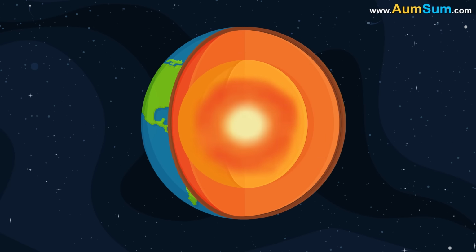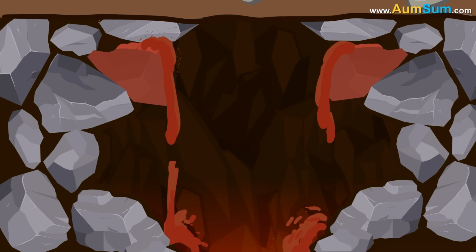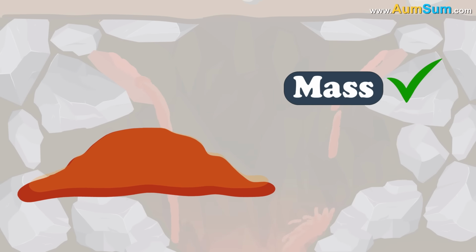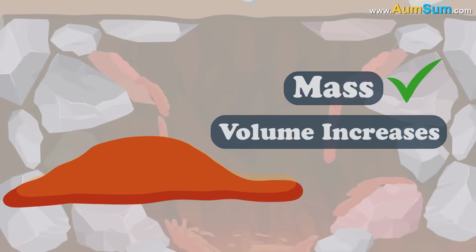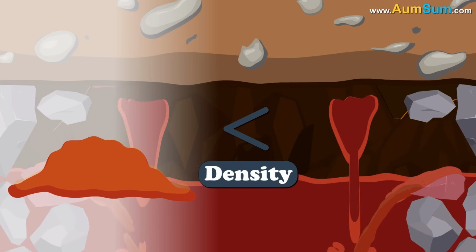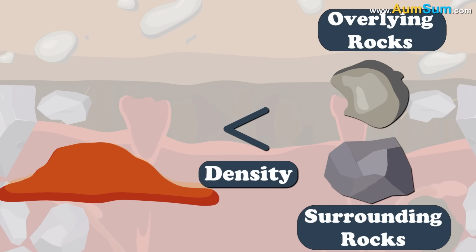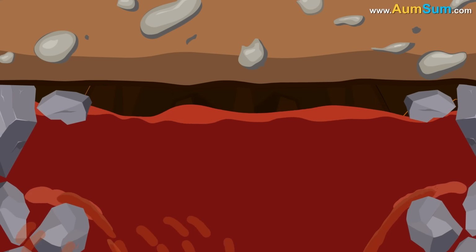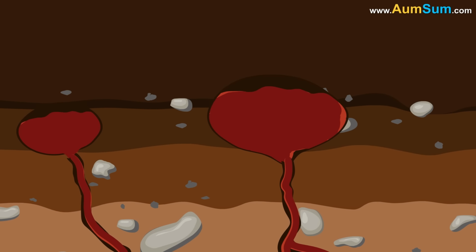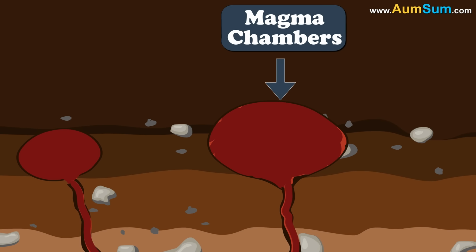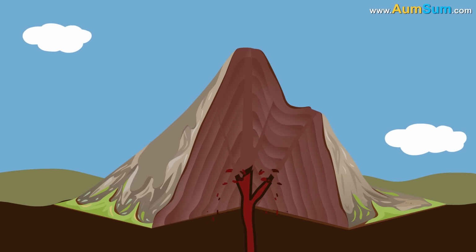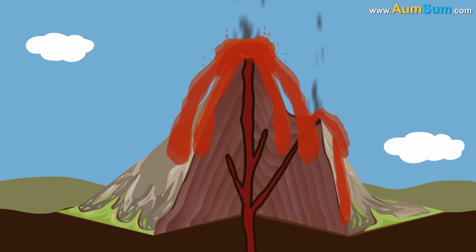Deep inside the Earth, temperatures are so high that some rocks start melting. Now, as the rocks melt, their mass remains the same, but their volume increases. As a result, they get converted into magma, which is less dense as compared to the surrounding as well as overlying rocks. Now, because of buoyancy, this lighter magma starts rising towards the surface of the Earth and gets collected in magma chambers. Eventually, this magma pushes through the vents and fissures and erupts through the Earth's surface.